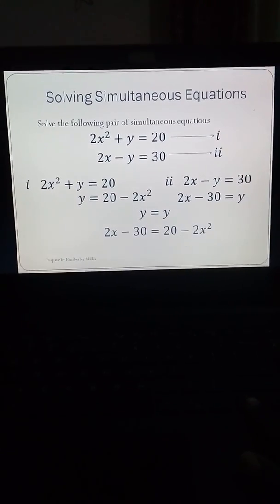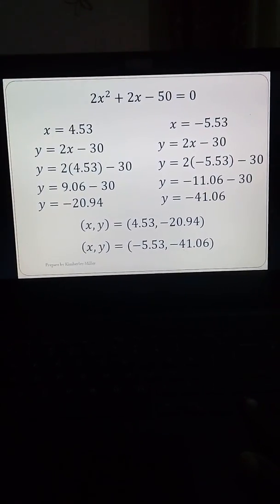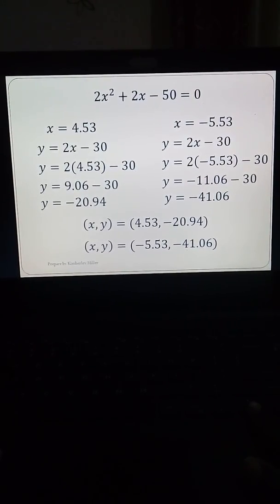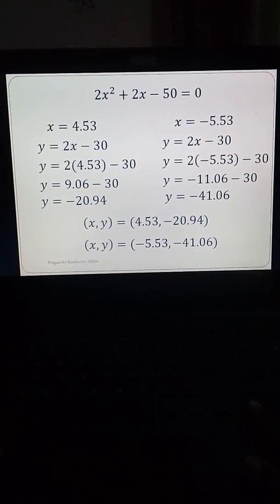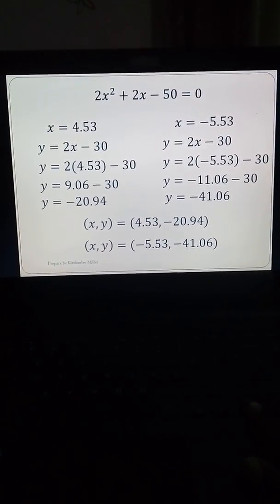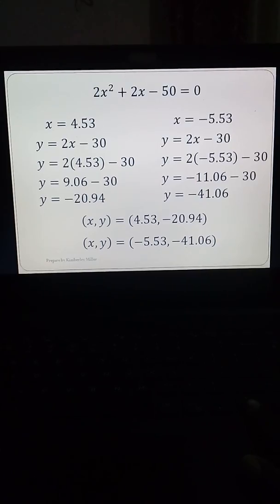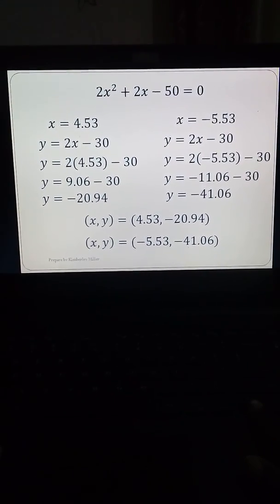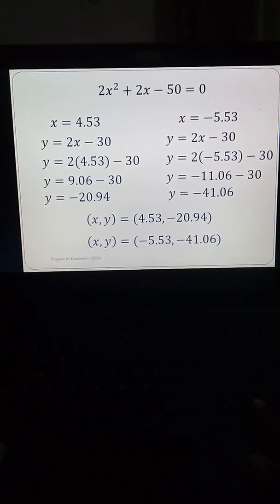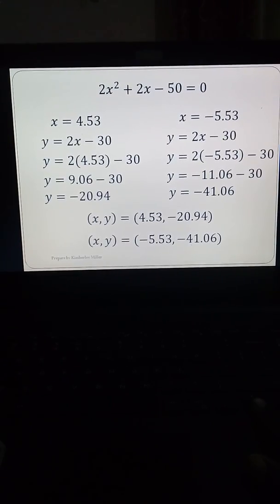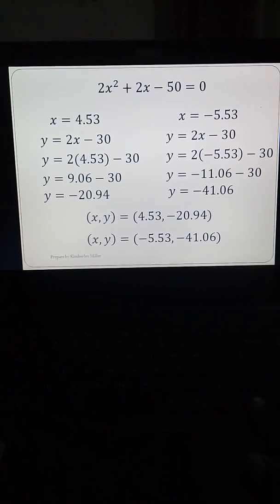Then we're going to equate both of these, and then we're going to simplify, then solve. I have used the formula method to solve for the values of x. And then what we got, we substitute in y equal to 2x minus 30, and we have found the values for y. So x has 2 values and y has 2 values. So at the end there is the solution for x and also y.